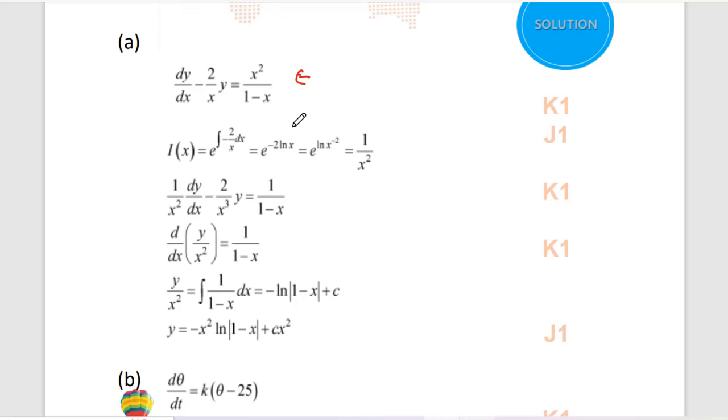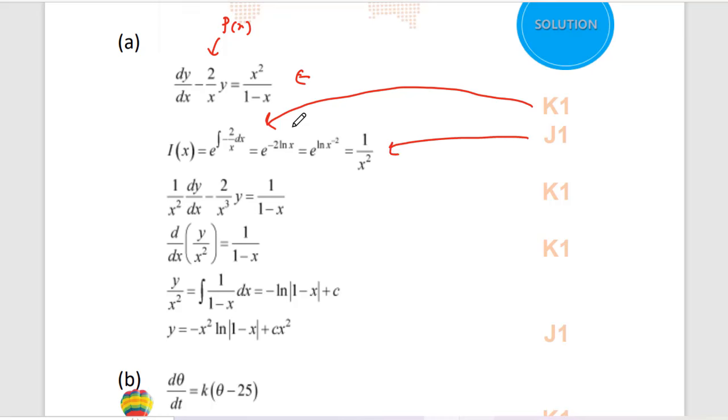So kita tahu P(x) kita dekat sini adalah negative 2 over x. Okay, so simplifykan dia. So kita integrate negative 2 over x with respect to x, awak akan dapat negative 2 ln x, dan ini boleh simplify, awak akan dapat 1 over x square. So ini awak boleh dapat K1. Okay, step ini, jawapan untuk integrating factor 1 over x square ni awak dapat J1.